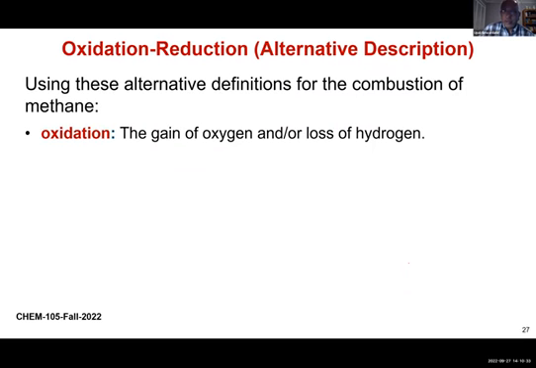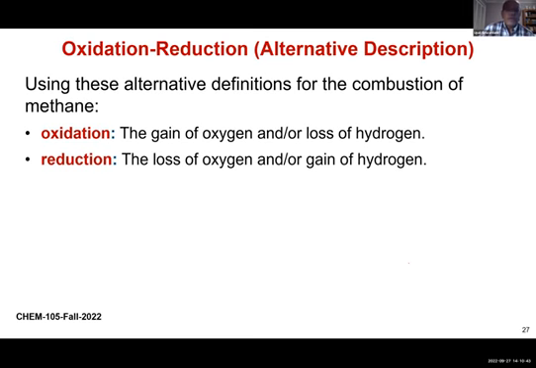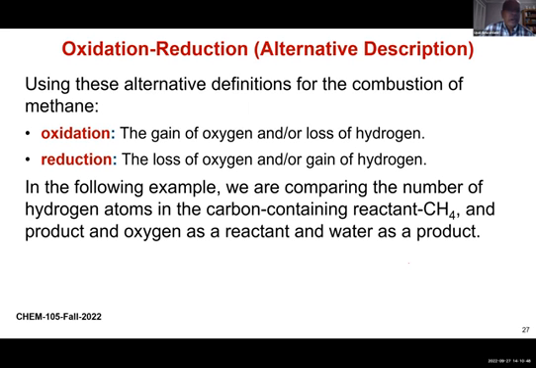Using this alternative definition for combustion of methane, the gain of oxygen or loss of hydrogen is oxidation. The loss of oxygen and gain of hydrogen is reduction. In the following example we discussed previously, methane and oxygen react to produce water and carbon dioxide.